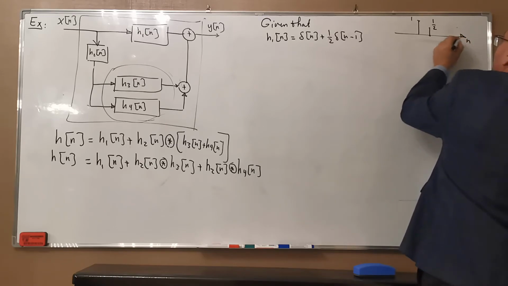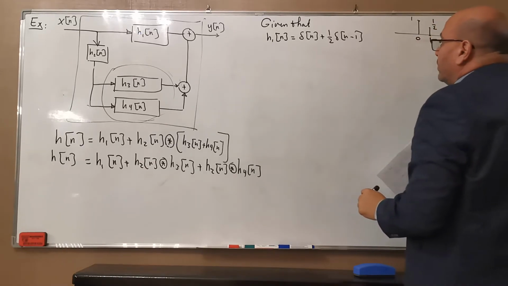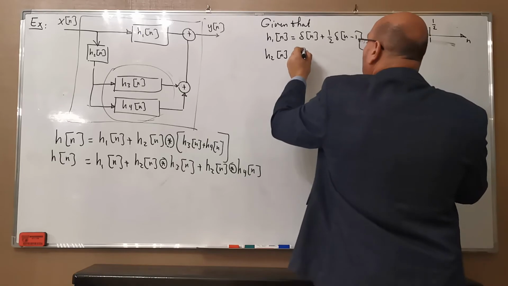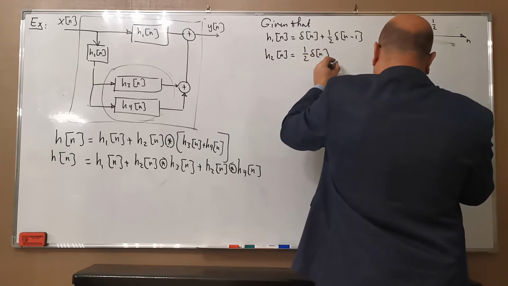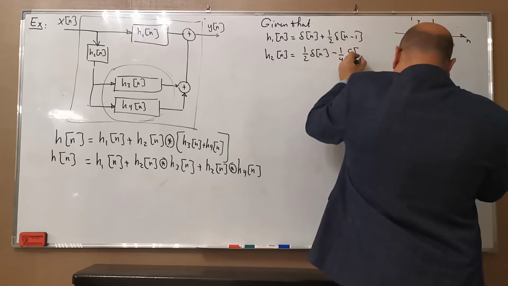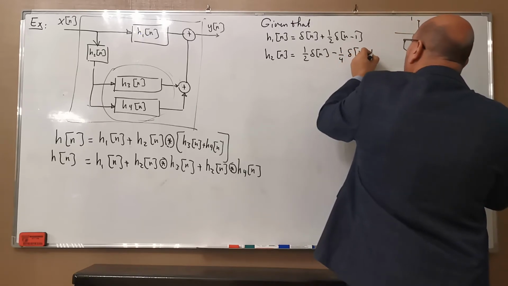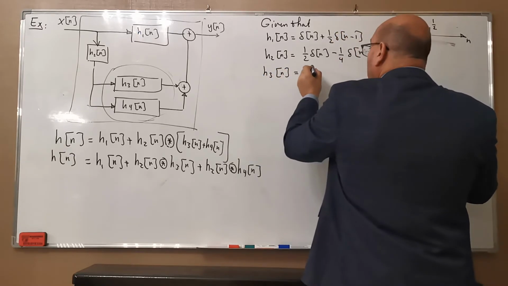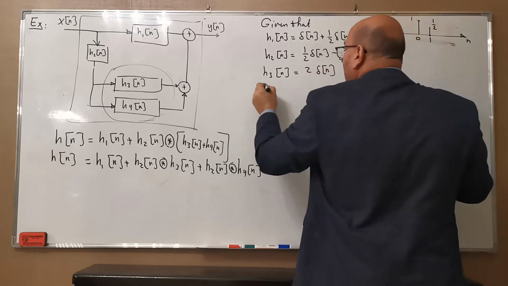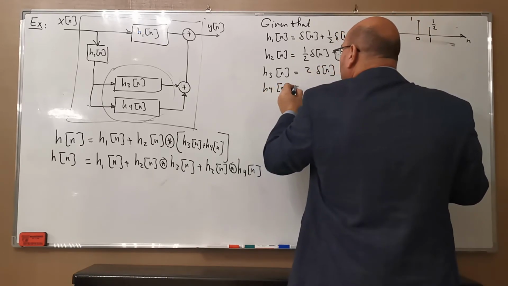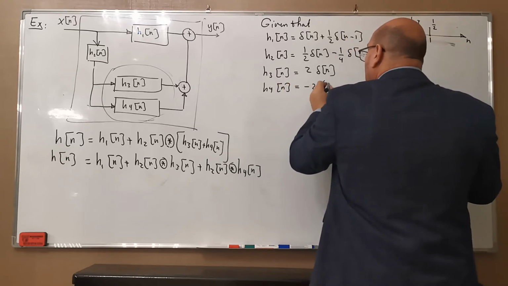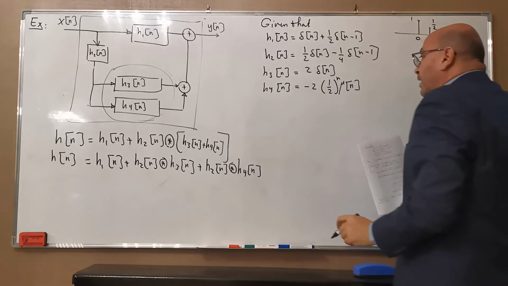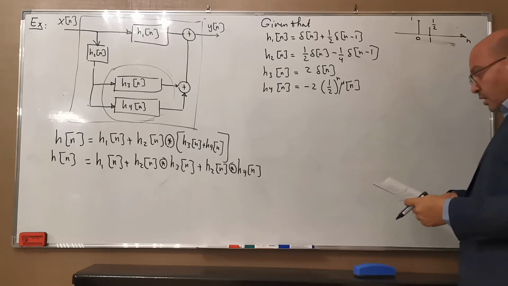So this is n, and you have 0 and 1. So h1 of n is this. h2 of n is equal to 1/2 delta of n minus 1/4 delta of n minus 1. h3 of n is equal to 2 delta of n, and h4 of n is equal to minus 2 (1/2)^n u of n. Okay?